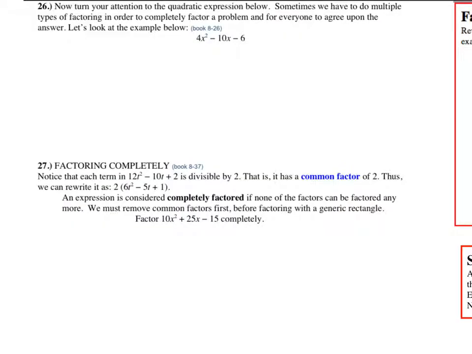Now turn your attention to the quadratic below. Sometimes we have to do multiple types of factoring in order to completely factor a problem and for everyone to agree upon the answer. So when we look at this, 4x squared minus 10x minus 6, what we see is they have a greatest common factor. These are all even numbers. They can all be divided by 2. So that's the first thing we want to do, factor out the 2.